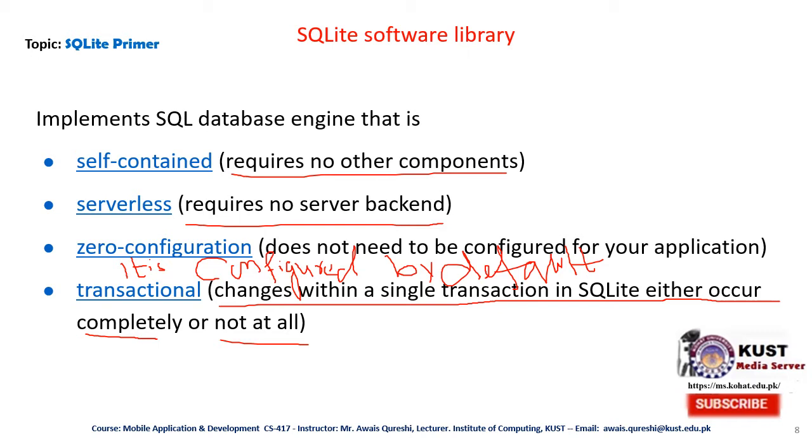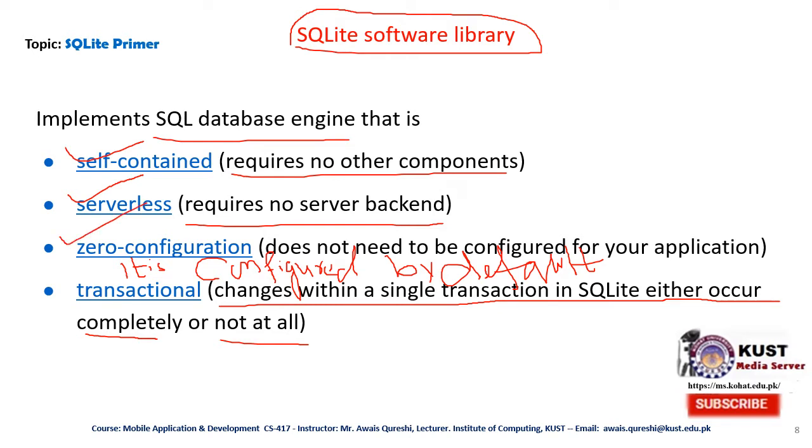SQLite is implemented as a software library, and it implements an SQL database engine that is self-contained. This means that it requires no other components, and it is serverless. This means that to run this database we do not need any server, and it is zero configuration. All the configurations are set by default, and it is transactional. This means that a single transaction in SQLite either occurs completely or not at all. So this is a very good property, and it comes under the ACID properties.